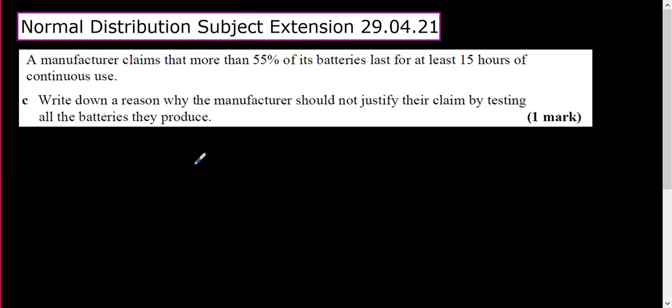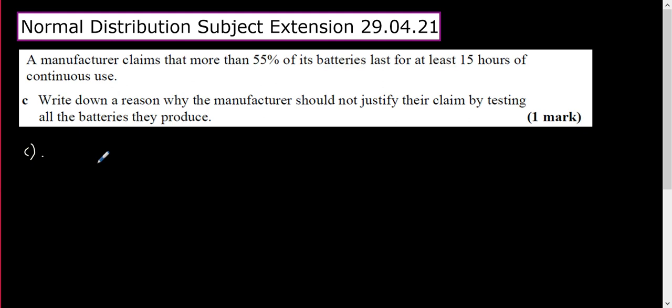So now we've got a manufacturer who claims that more than 55% of its batteries last for at least 15 hours of continuous use. Write down a reason why the manufacturer should not justify their claim by testing all the batteries they produce. Now, this isn't maths in a way. This is just thinking about the real life situation. And don't let an exam question like this faze you. This wants you to just consider what this question is talking about.